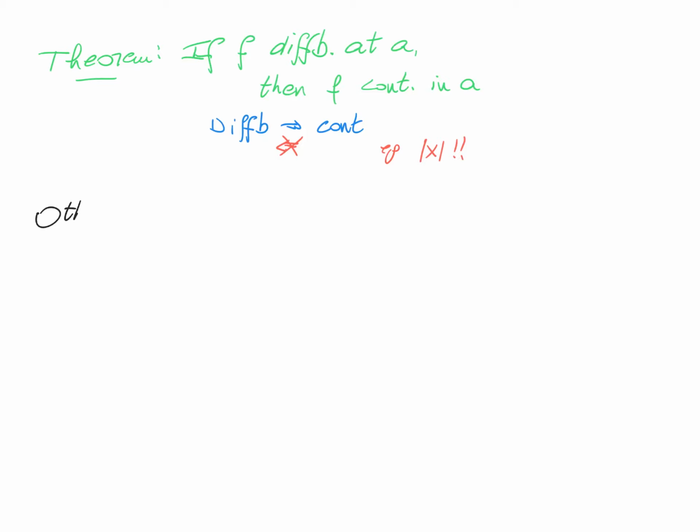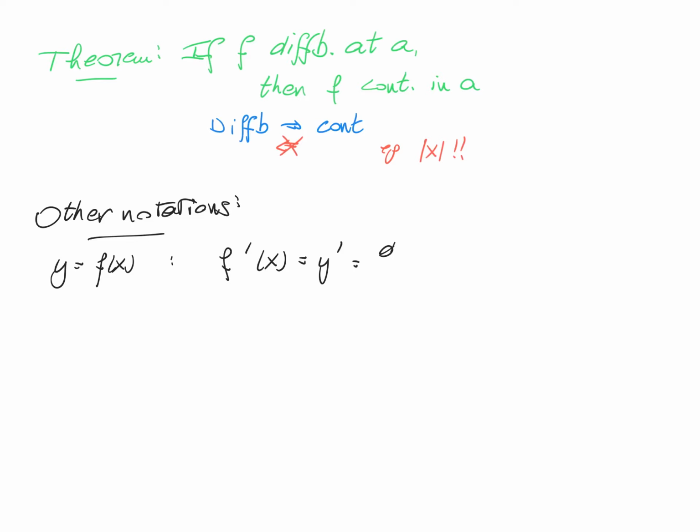Other notations for the derivative. So there are a lot of notations, especially because the derivative was introduced in different sciences separately, so each of them had their own notation. So if y is equal to f of x, we have for the derivative f prime of x. We also write y prime sometimes. We write dy dx, so the derivative of y to the variable x. Sometimes it's also written as df dx or d dx f of x.